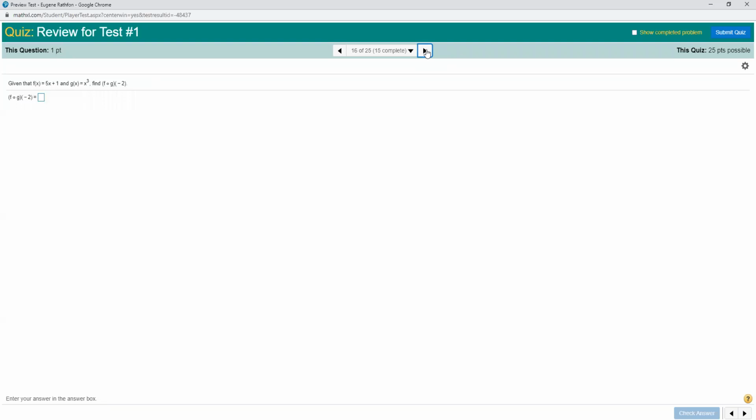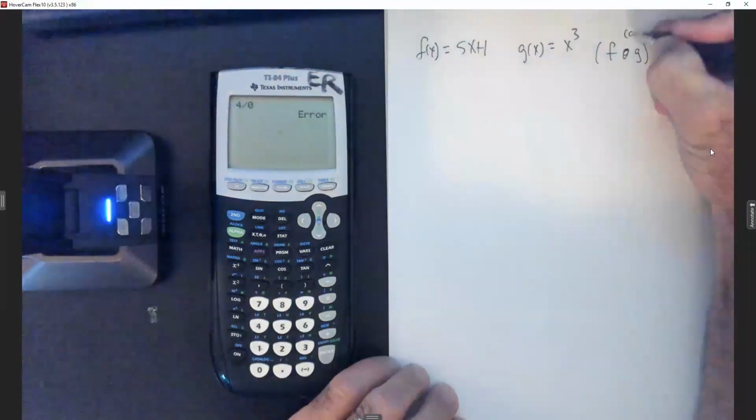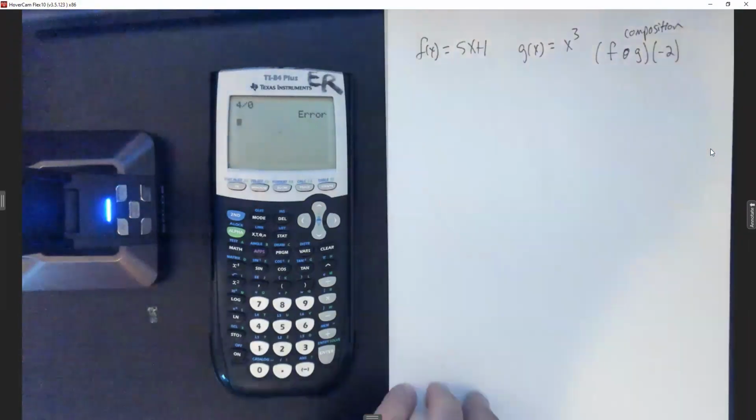All right, y'all, let me write this one. F of x is going to be 5x plus 1. G of x is going to be x to the 3rd. I'm finding f of g of a negative 2. So remember, this is the composition stuff we were doing. That's the composition operator, remember? We hit them in what, 9.1, I think it was.